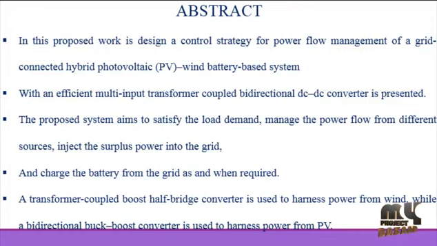The proposed converter architecture has a reduced number of power conversion stages with less component count and reduced losses compared with the existing grid connected hybrid system. This improves the efficiency and also increases the reliability of the overall system. This implementation is done in the MATLAB Simulink environment.